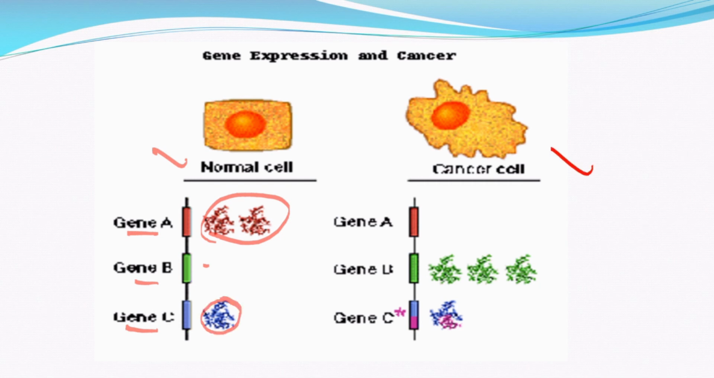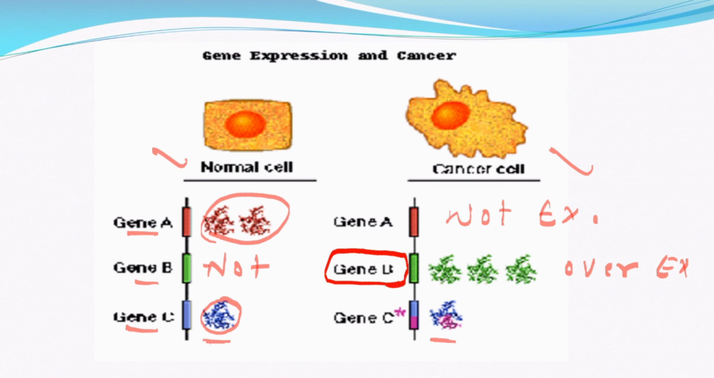Now come to the cancer cells. Gene A, which is overexpressed in normal cells, is not expressed in cancer cells. On the other hand, gene B, which is not expressed in normal cells, is overexpressed in cancer cells, while the expression of gene C is unchanged. So we can easily conclude that gene B overexpression results in that particular cancer.